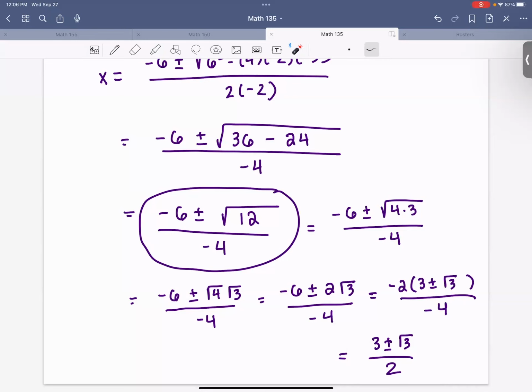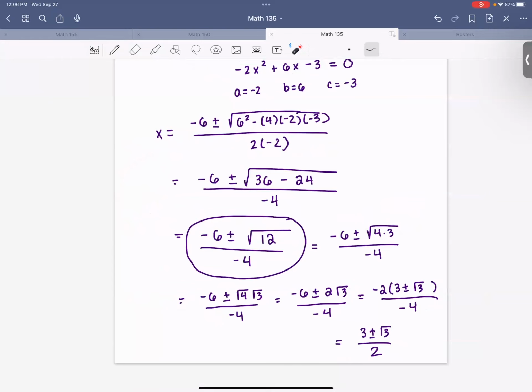How'd you get from 36 to 24 to 12 and -6? So 36 minus 24 to what? 6 and square root of 12. Yeah, so from here to here, all I did was subtract 36 minus 24. So that's why there's 12 there. Yeah. Any other questions?